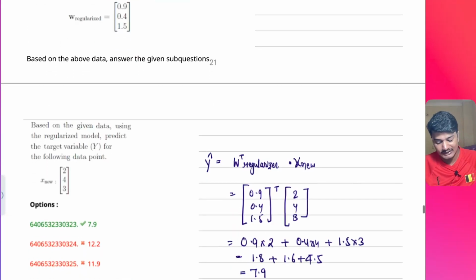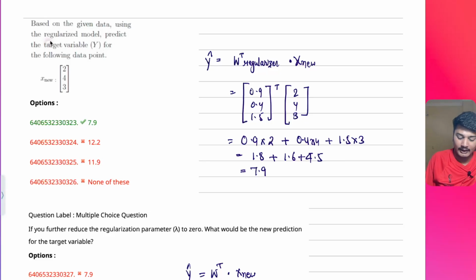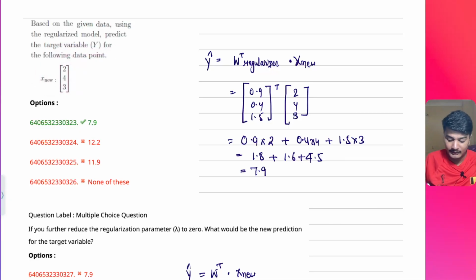Based on this dataset, we have to answer the following question: using the regularized weights, we have to predict y for the following data point. This is the data. So the prediction is y cap equals w transpose x, where w is the regularized parameter and x is given here. This is basically a dot product. So we will do this and we will get 7.9 as the answer.